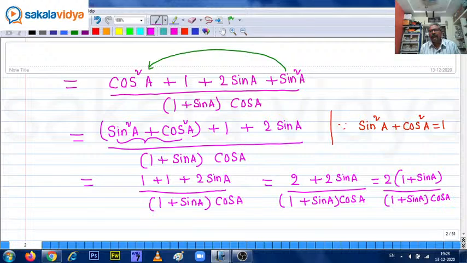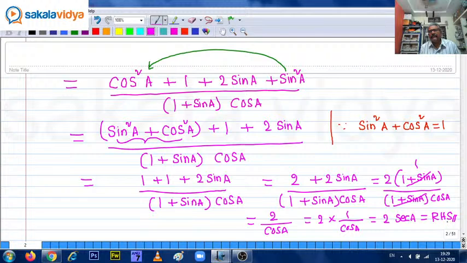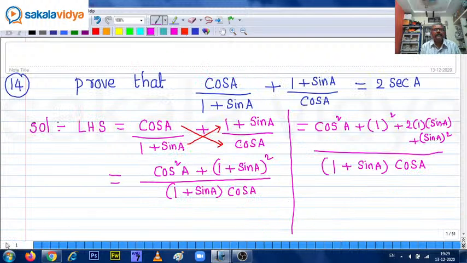So here 1 plus sin A gets cancelled. We have 2 upon cos A. So this can be written as 2 times 1 upon cos A. Am I correct? 1 upon cos A is sec A. So 2 sec A. This is RHS. Hence it is proved. You can go back and check the question.